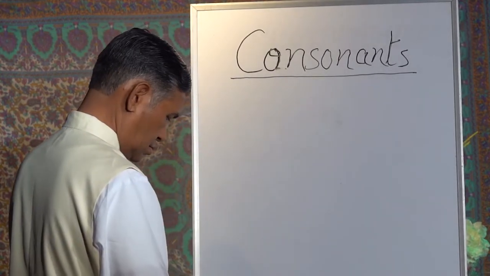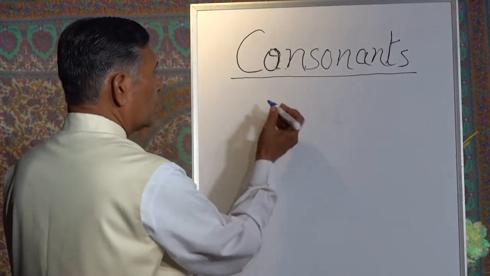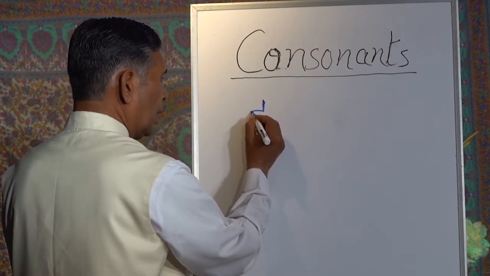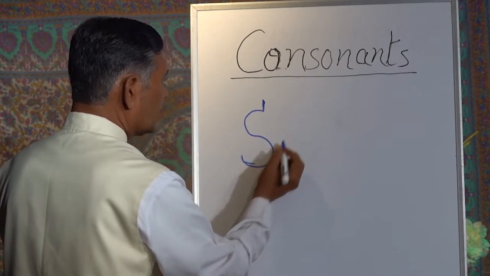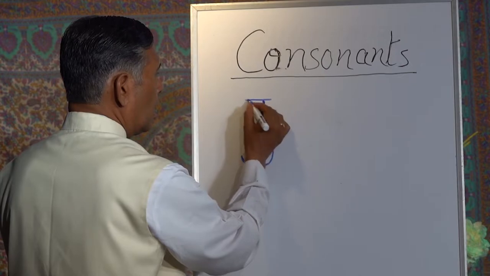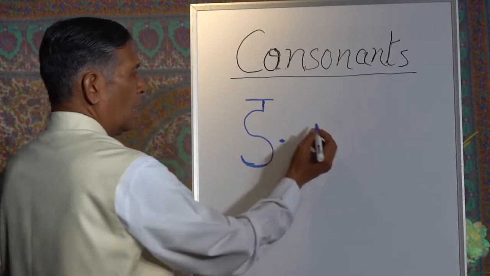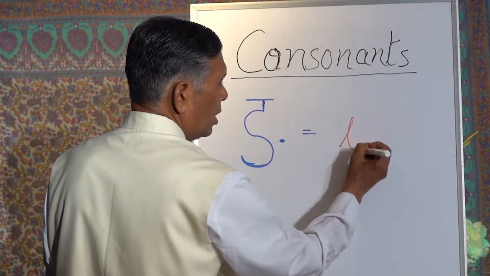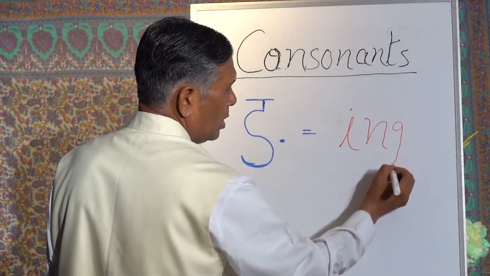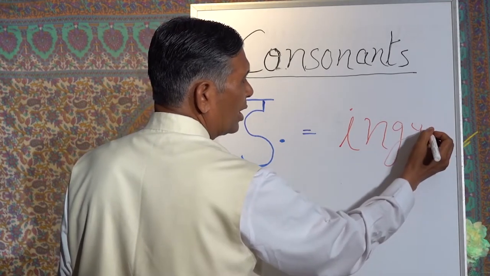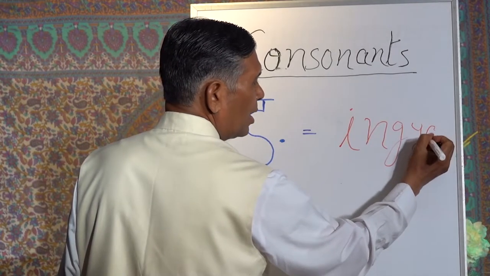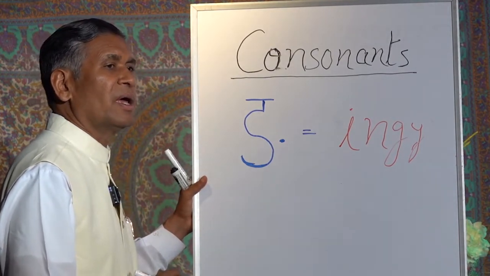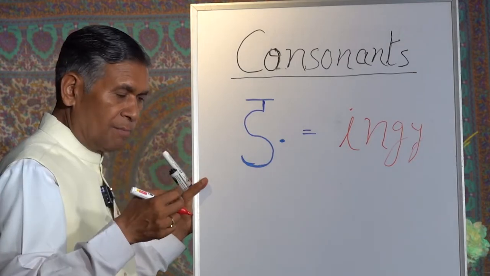Next is the last one of this consonant line. Make a hanger, make an S, and put a dot here, and this is nga. In speaking it comes in this way, not this one, but nga.